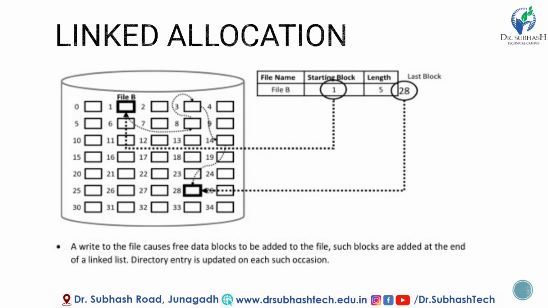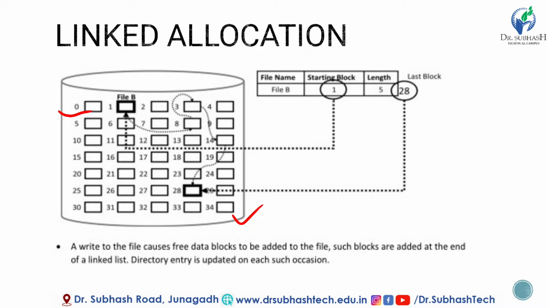So let us discuss it. Here is linked allocation for file B. How is it actually working? These are the disk blocks 0 up to 34. Now there is a file B, so the file name is file B, and the starting block is 1. There is no continuous allocation like 1, 2, 3, 4 and 5 if the length is 5. This will not happen in linked allocation.